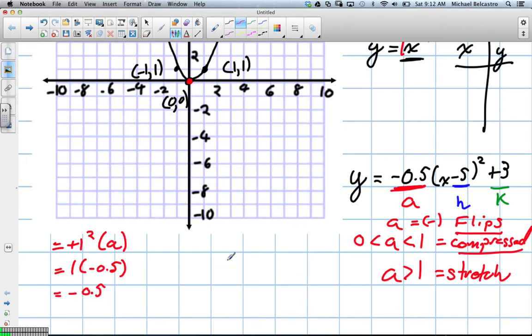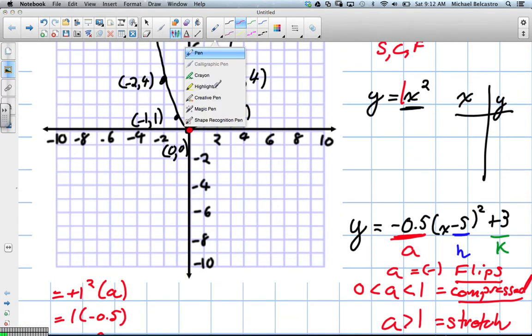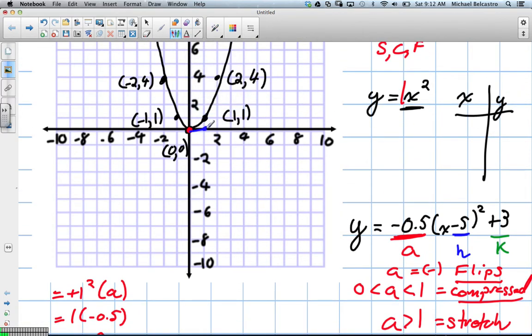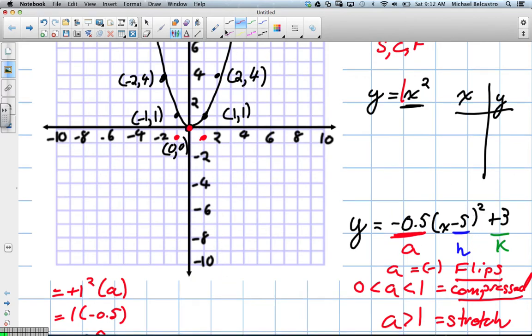What does that mean to us? It's a bit confusing. What that means is when we go over 1, we go down, negative means down, and 0.5 is a half, so we only go down a half of a spot. This is how we draw our point. Remember we said they're symmetrical, so I would do the exact same thing on the other side. We always try to deal with our a first before we do h and k. Then we go back to the vertex, we go over 2 points. We do the same idea.